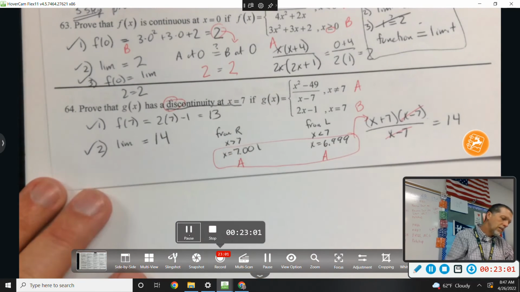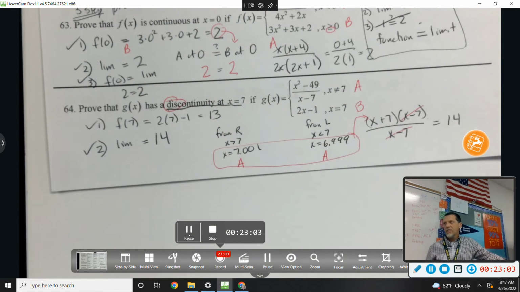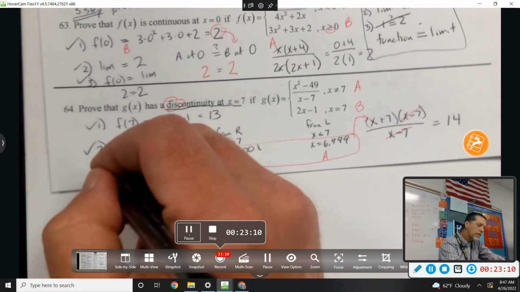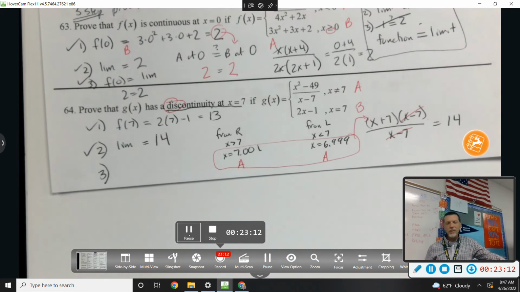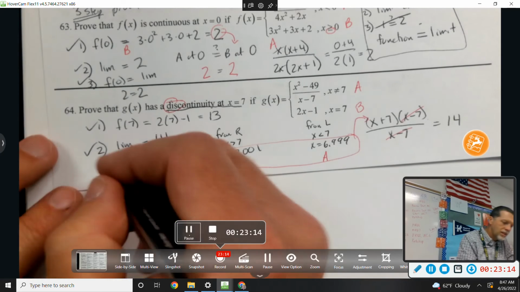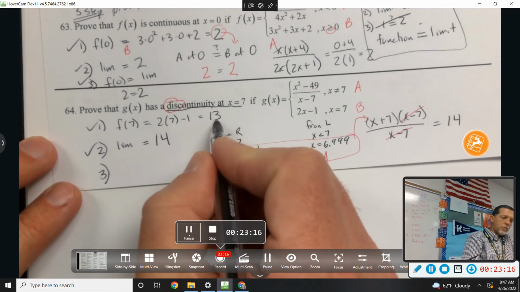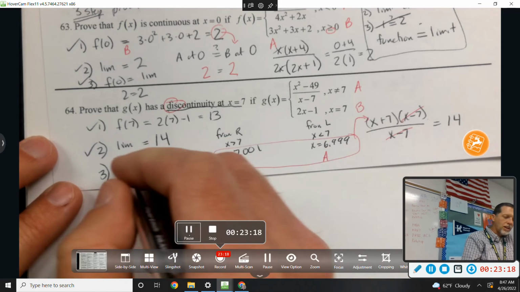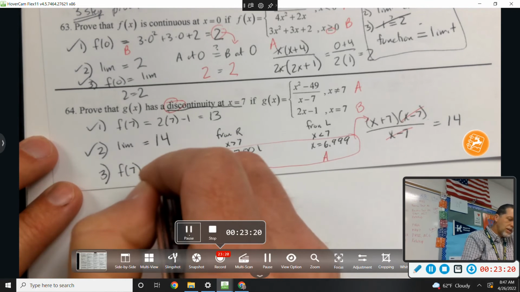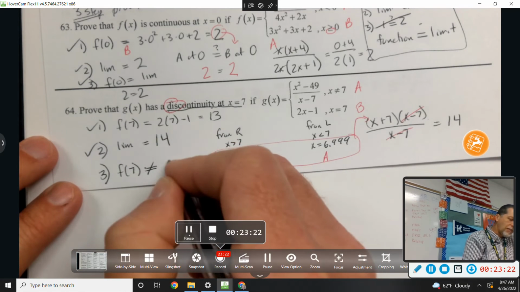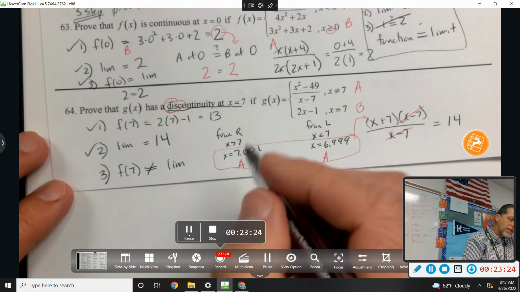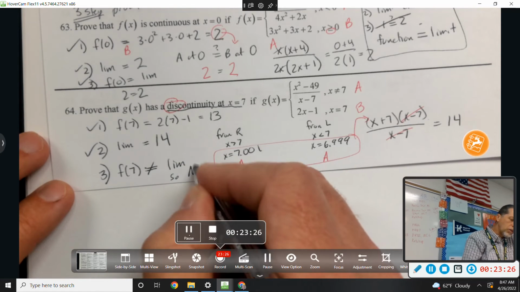Step 1, the function exists. It's 13. Step 2, the limit exists. It's 14. Step 3, does the limit equal the function? No. And here's where you could write 13 does not equal 14. If you want to be a little fancier, you could say f of 7 does not equal the limit. So not continuous.